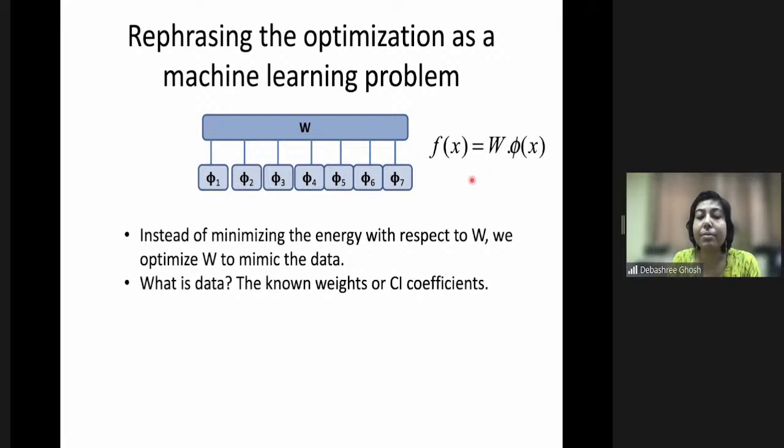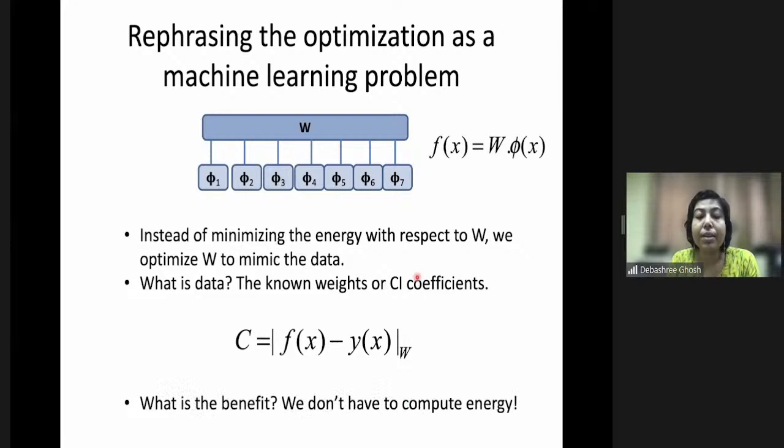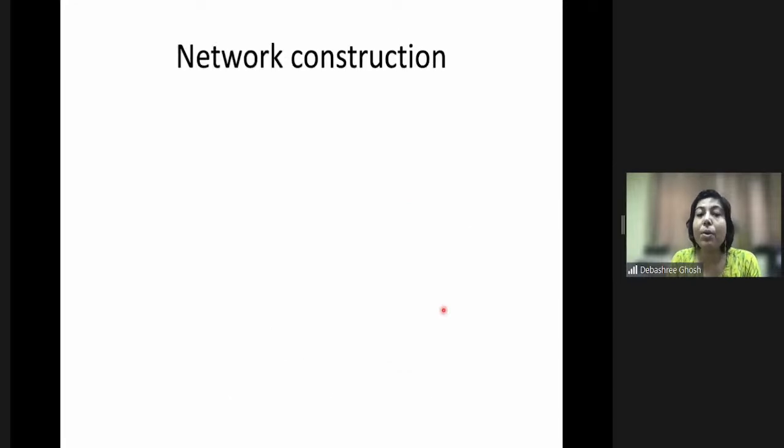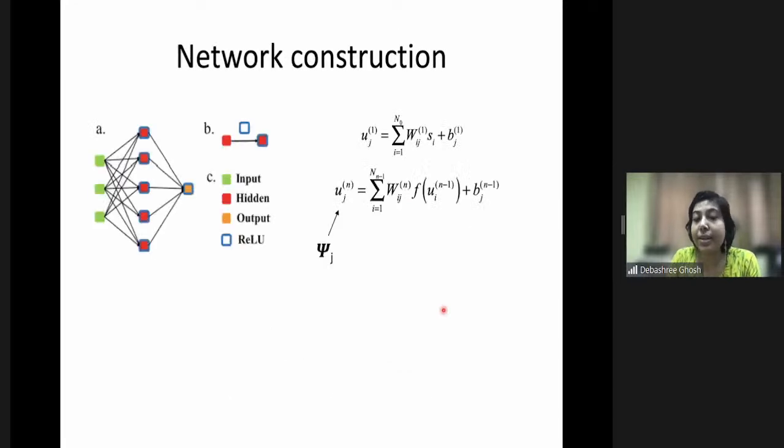But what data? We don't have any data. If somehow we could get our hands on a few known CI coefficients, at that point we would be able to optimize the coefficients W with respect to those CI coefficients. Well, what is the benefit? Of course, we don't have to calculate the energy, but there is still this sticky point: where do I get the CI coefficients from?